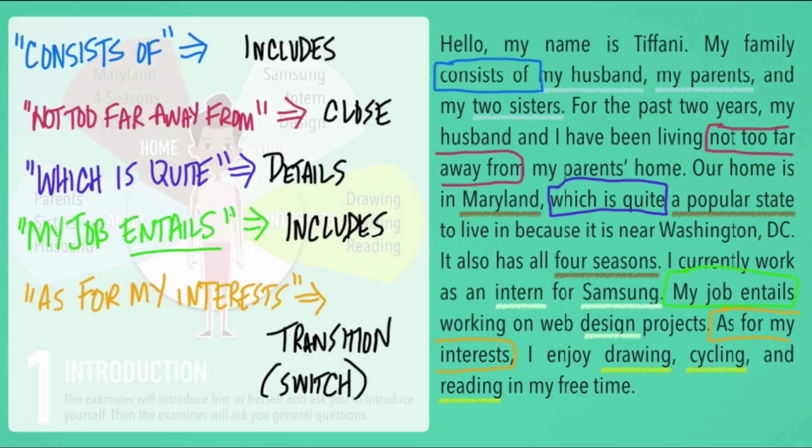Remember, these are very good patterns to use when you're giving your introduction. Again, consists of, use it when you speak about your family. Not too far away from, use it when you're speaking about your home or where you live. Which is quite, you use that pattern when you're speaking about details during your introduction. My job entails, use that when you want to give examples of the duties you have at your job. And as for my interests is used when you want to transition or switch from talking about one topic and going to speaking about your interests or your hobbies. Okay, let's keep going.